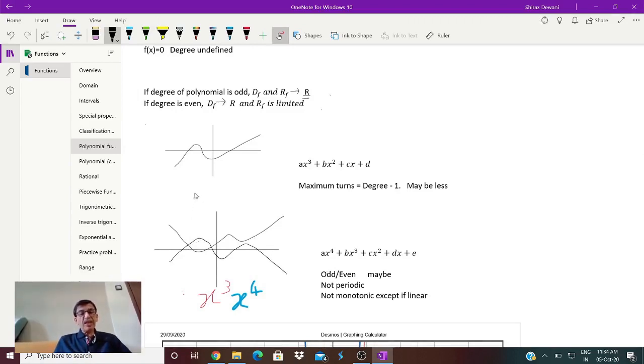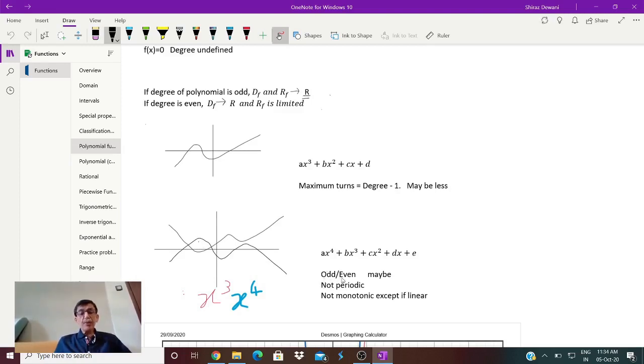So on one side it will face infinity, but on the other side it will have a limiting value. If a is positive, it will have a lower limiting value. If a is negative, it will be downward opening and it will have a highest limiting value.